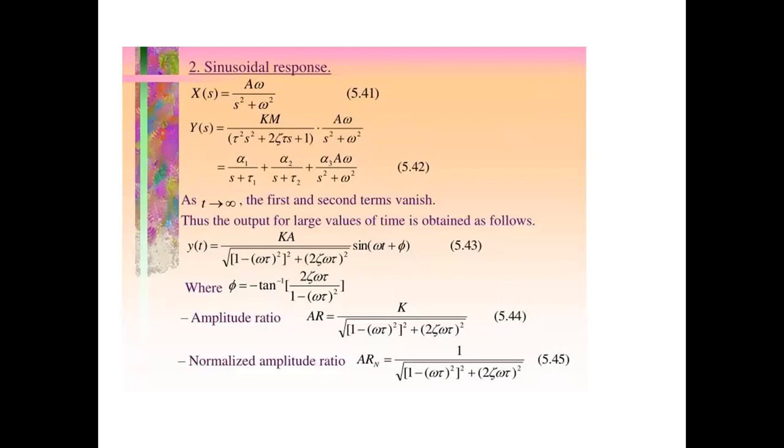Similarly, when we are analyzing the sinusoidal response, we'll have different combinations of A1, alpha 1, alpha 2, and alpha 3. When t tends to infinity, the first and second terms will vanish. So finally, we'll get the expression only in terms of K A divided by root of (1 minus omega squared tau squared) squared plus (2 zeta tau omega) squared, times sine of omega t plus phi, where phi is equivalent to minus tan inverse of 2 zeta tau omega divided by 1 minus omega squared tau squared.